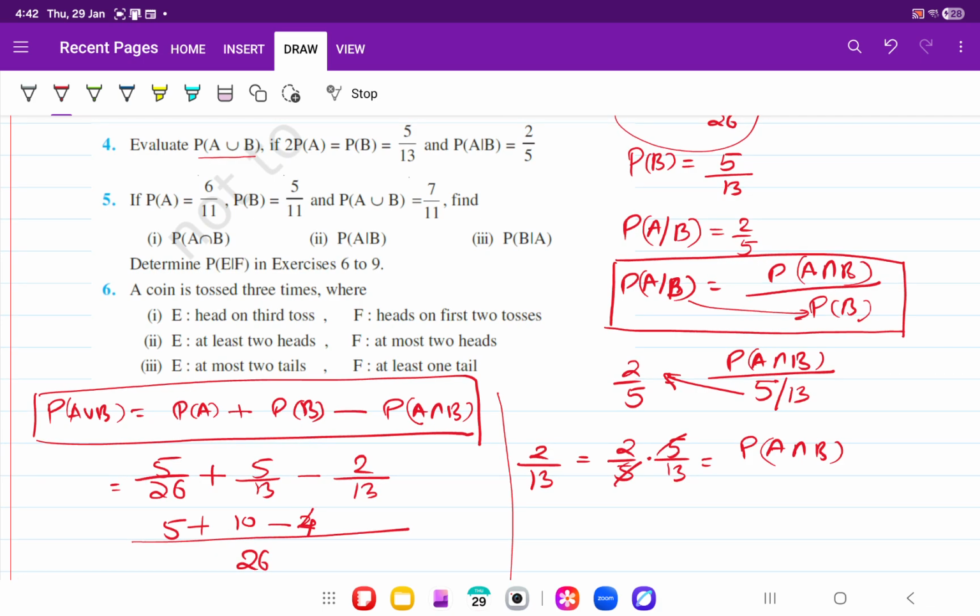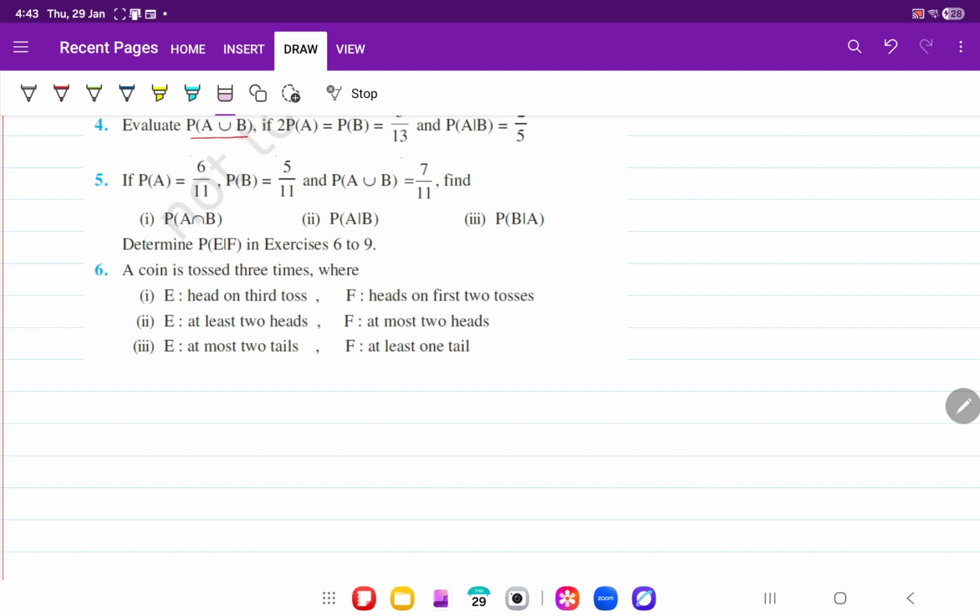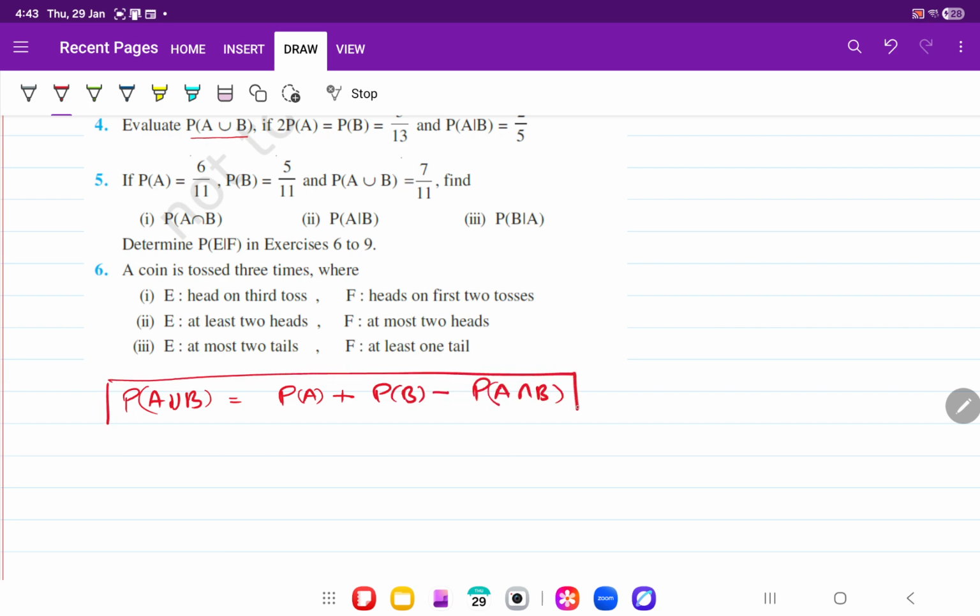Now question 5, a pretty similar question. PA is given, PB is given, PA union B is given, and they are asking for the intersection. So we will definitely use the same formula. Let's do it together. So here is question number 5. We need the A union B formula: PA plus PB minus A intersection B. If you already know this, you can just speed up and watch it.